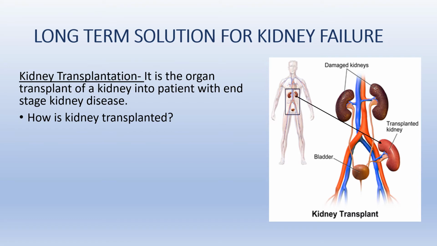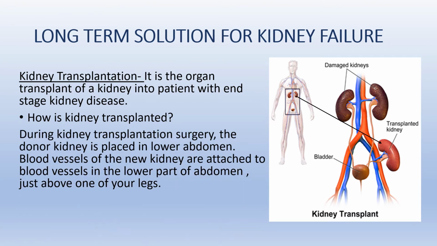How is a kidney transplanted? During kidney transplantation surgery, the donor kidney is, as you can observe in this picture, placed in the lower abdomen. Blood vessels of the new kidney are attached to blood vessels in the lower part of the abdomen, just above one of your legs. In this picture you can observe the transplanted kidney.